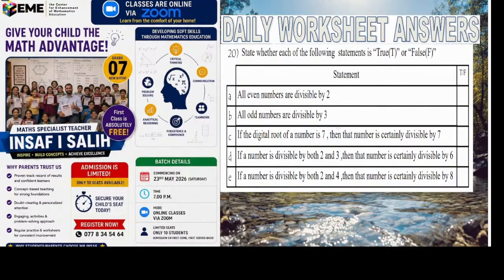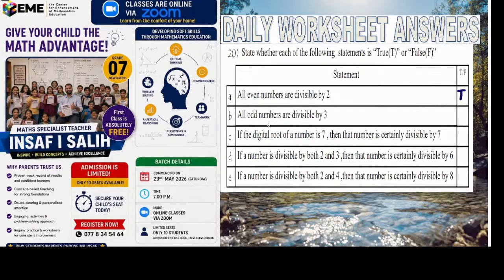Alright, let's look at question number 20. We have been asked to state whether each of the following statements is true or false. Statement A. All even numbers are divisible by 2. Yes, they are. What are even numbers? Even numbers are the numbers which are divisible by 2. So definitely all even numbers are divisible by 2. That's true.